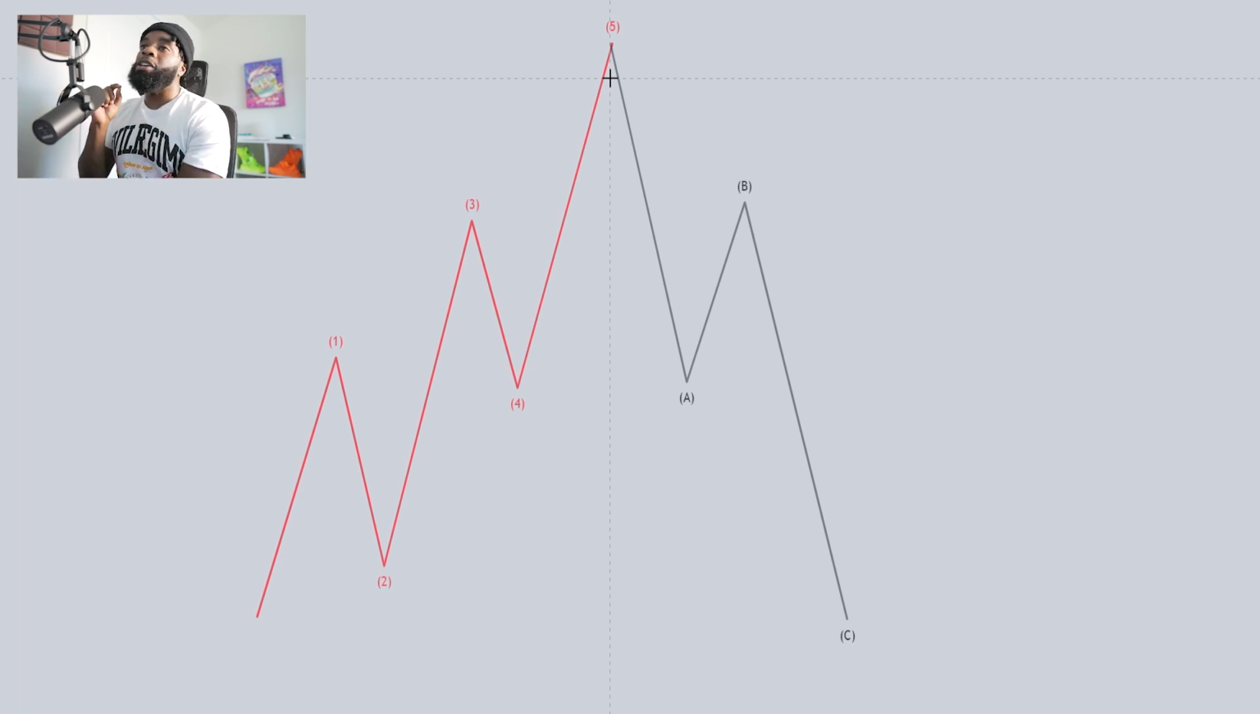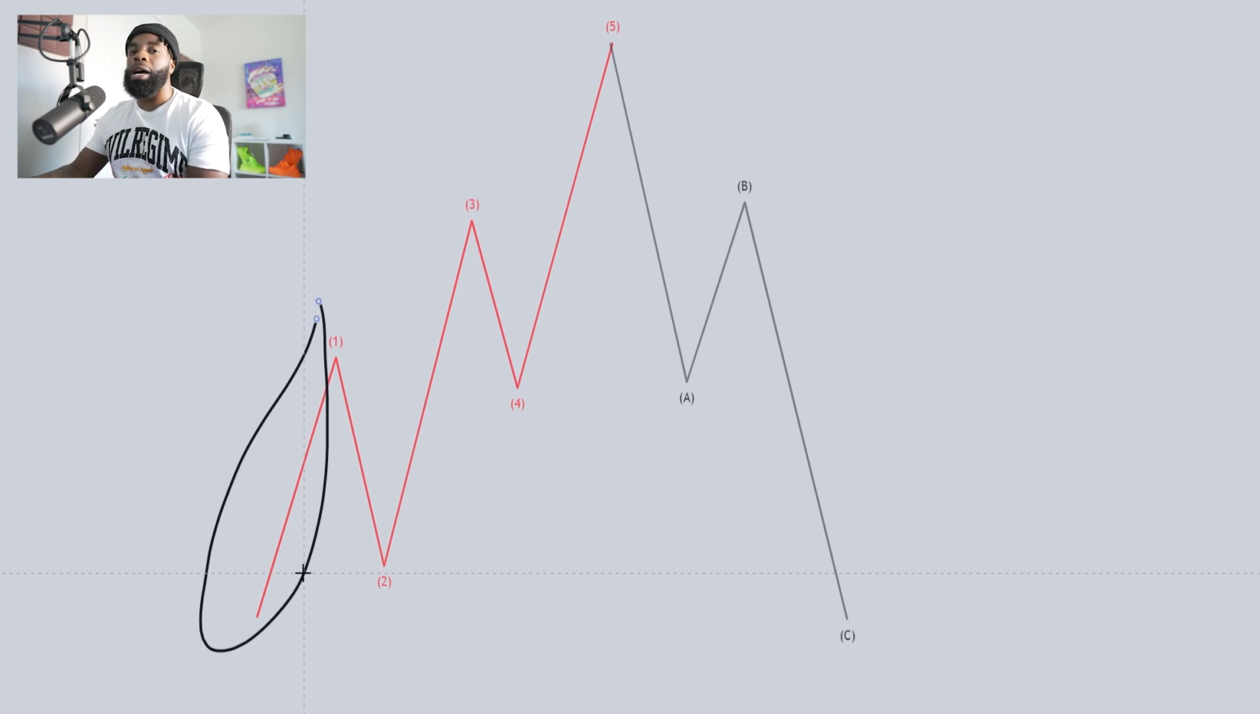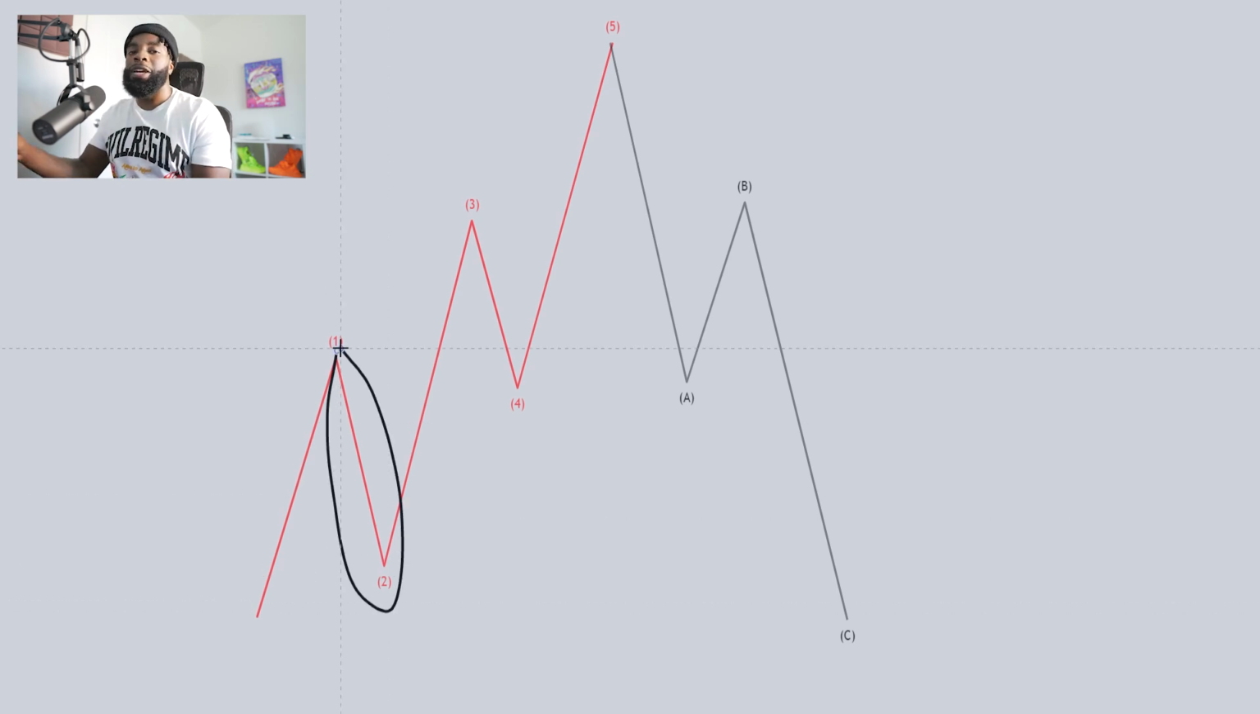So when we notice that we have our very first move to the upside, and then after we establish that, we need to establish the pullback, which is going to be wave 2.